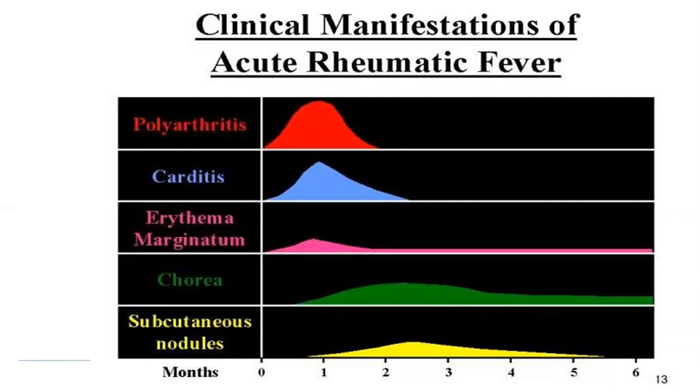As this graph clearly shows, the earlier symptoms of acute rheumatic fever would be associated with polyarthritis, carditis, and erythema marginatum, whereas development of chorea requires a much longer time and its duration is also quite long, and subcutaneous nodule even appears later, that is approximately between 2 to 3 months.